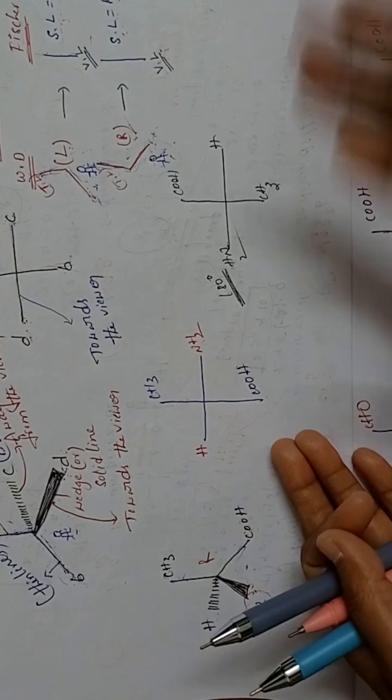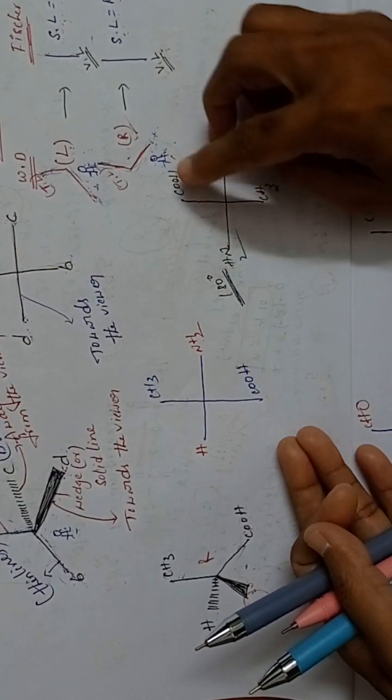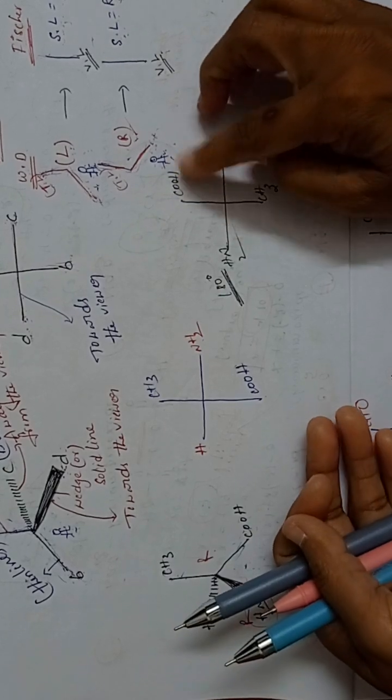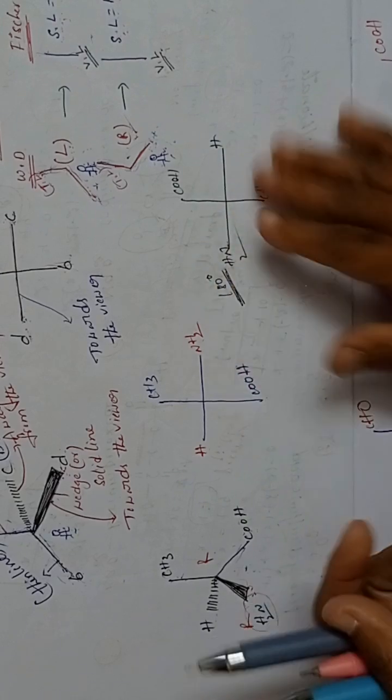This is also okay, but you have to remember, students, first priority functional groups are always on the top, on the vertical line. Clear? Like this you have to change it. A little change will be there here.